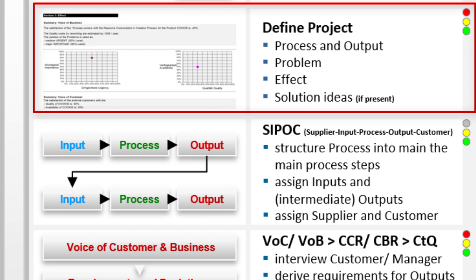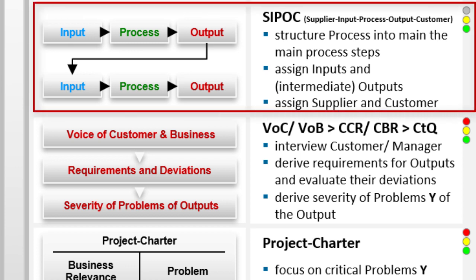Then the existing ideas for the solution of the problems can be collected to later acknowledge already existing good ideas and to reduce resistance to the solutions in the improve phase. This information is summarized in the project definition, and the project definition might support the management in their decision which of the defined projects could be implemented by a green or black belt with the support of a sponsor from the management.